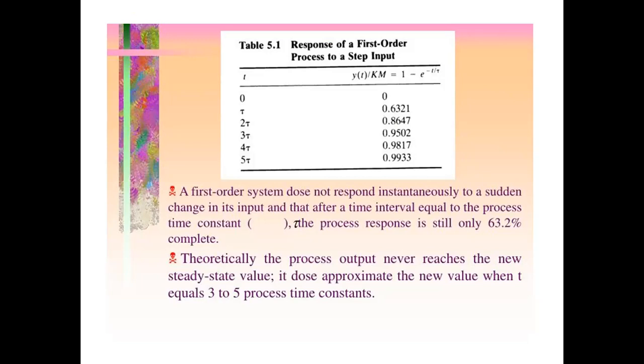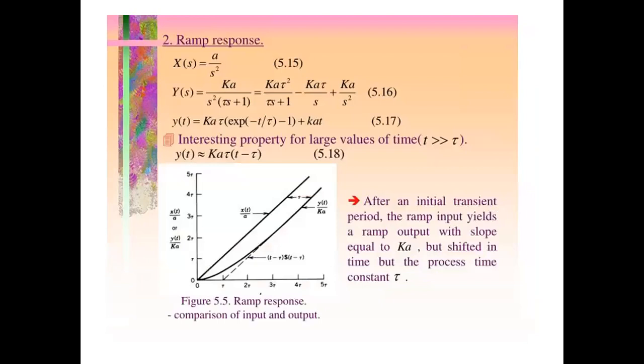So the first order system does not respond instantaneously to a sudden change in its input. After a time interval equal to the process time constant, the process response is still only 63.2 percent complete. Theoretically, the process output never reaches the new steady state value. It approximately reaches the new value when t equals 3 to 5 process time constants.